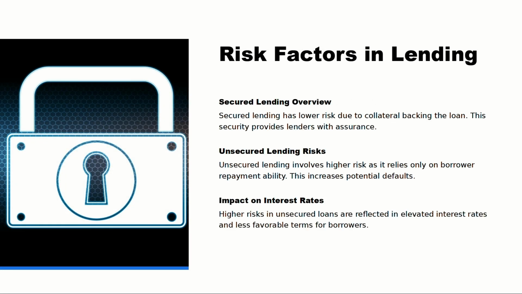Risk factors in lending. Secured lending overview. Secured lending has lower risk due to collateral backing the loan. This security provides lenders with assurance. Unsecured lending risks. Unsecured lending involves higher risk as it relies only on borrower repayment ability. This increases potential defaults. Impact on interest rates. Higher risks in unsecured loans are reflected in elevated interest rates and less favorable terms for borrowers.